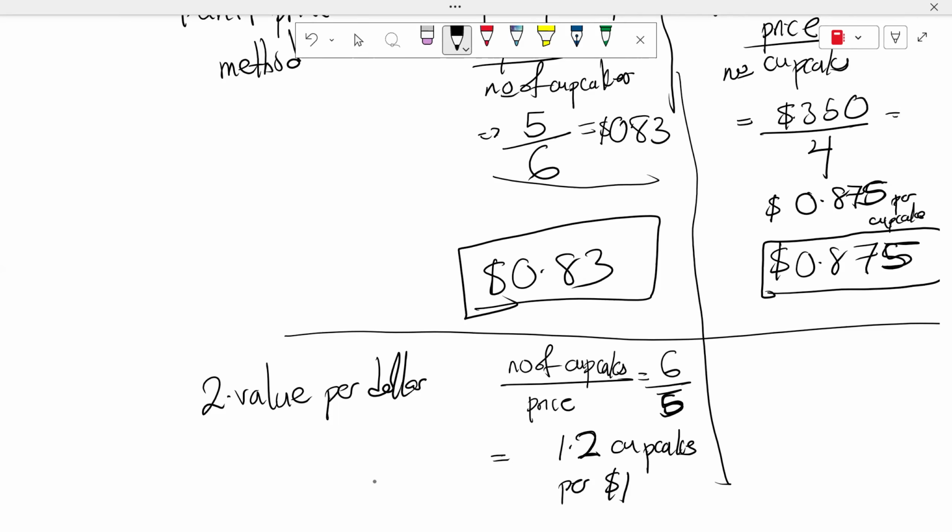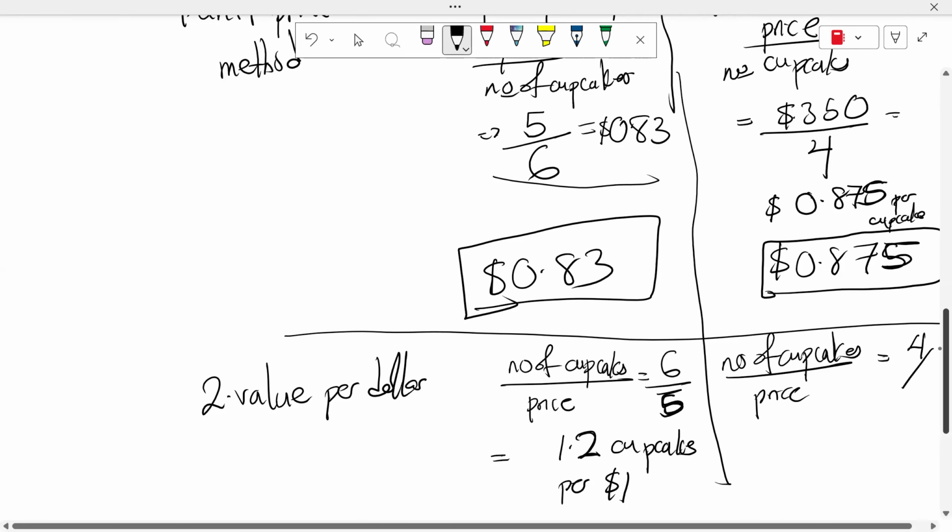And then for the other one, the number of cupcakes over the price, that will simply be 4 divided by 3.50. That comes to approximately 1.14 cupcakes per dollar.